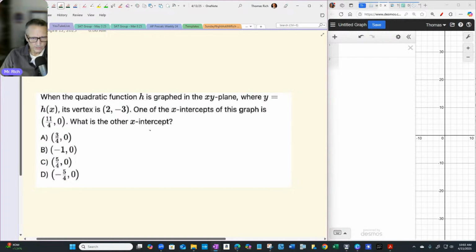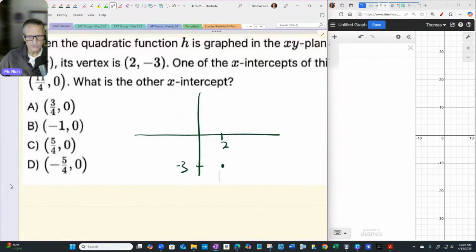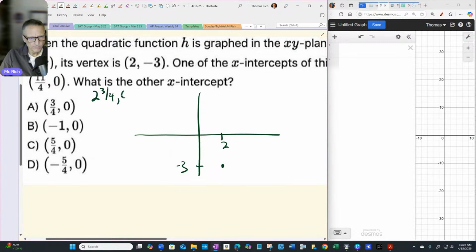Well, the best way to really do this is to picture where this vertex would lie, right? So I'm going to say that it's down here at (2, -3). And you always want to keep in mind that these parabolas that come from quadratics are going to be symmetric around their axis of symmetry. So I know that if it's got an x-intercept at 11/4, that's going to be at 2 3/4, right? I'm just converting that into a mixed number. So it's going to be over here at 2 3/4. So from the vertex, it's going to come up there, but then it's also going to come up on the other side like this.